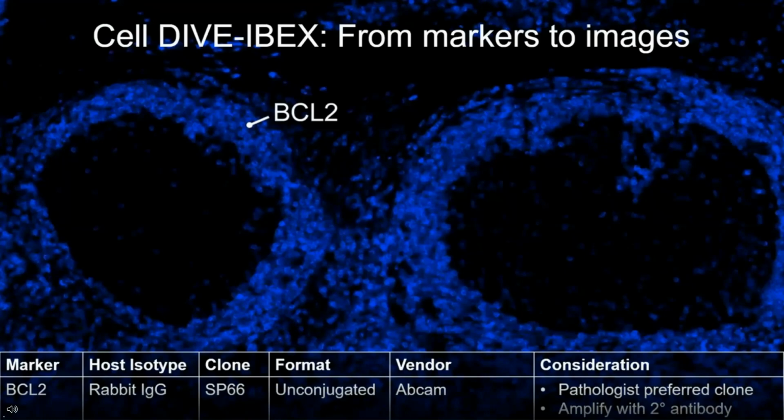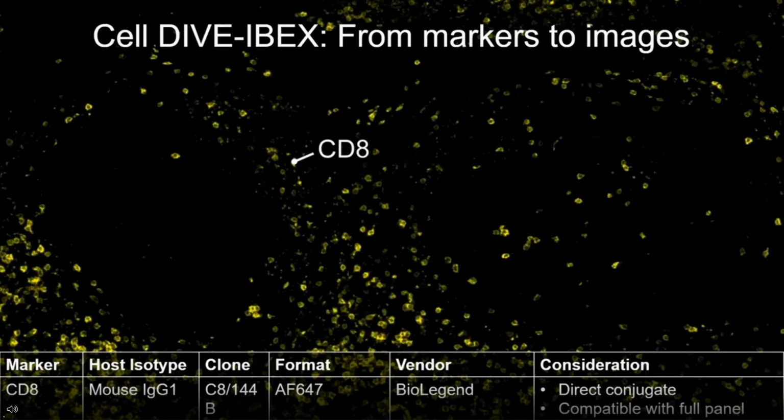So here's a case, the BCL2 shown in blue, which is labeling the mantle zone of the B cell follicles. By using both the CellDive and Ibex, we are able to use a clone that's preferred by the pathologist. So we have confidence in the data, and then amplifying it to get an excellent signal to noise. So that's very important. But because Ibex is flexible, we use direct and indirect antibodies. I could import all that flexibility to the CellDive platform, and we have a beautiful CD8 that's a direct conjugate, and that's compatible with the full panel.